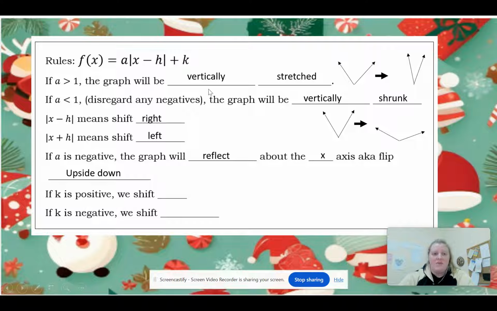Next rule is if you have a negative in front of your bars, if you have a negative on the outside, that's going to make your V go upside down. So we call that reflecting about or across the x-axis.